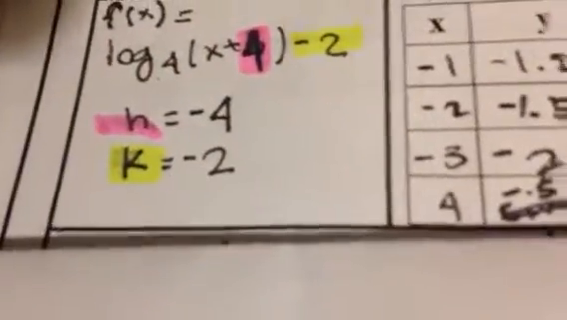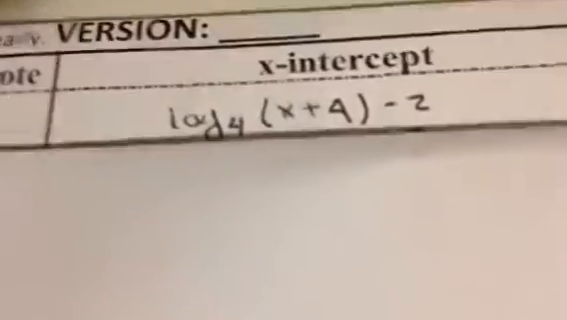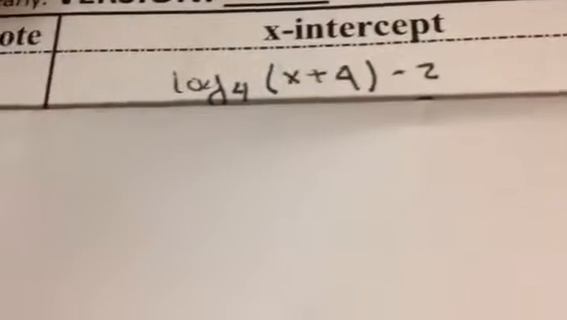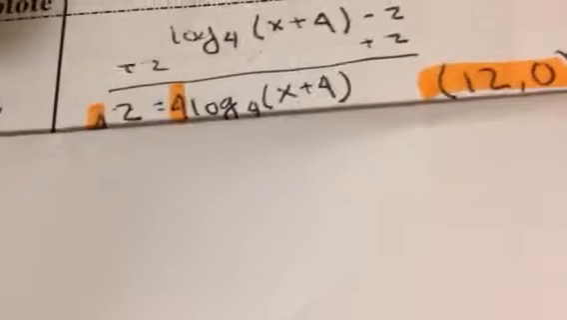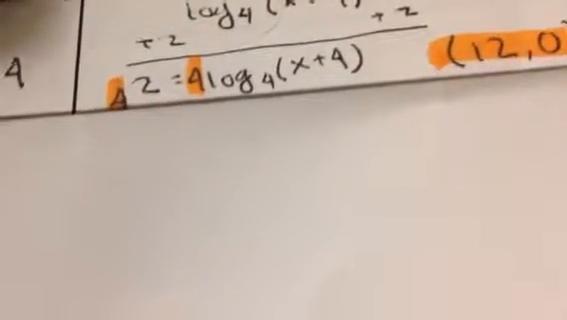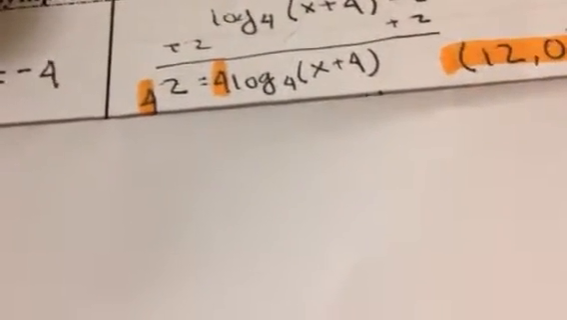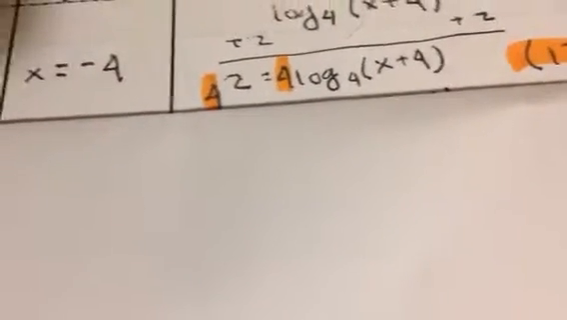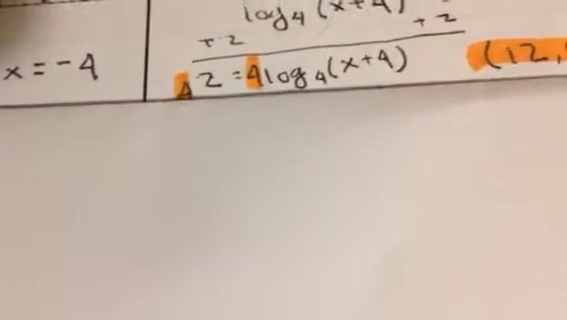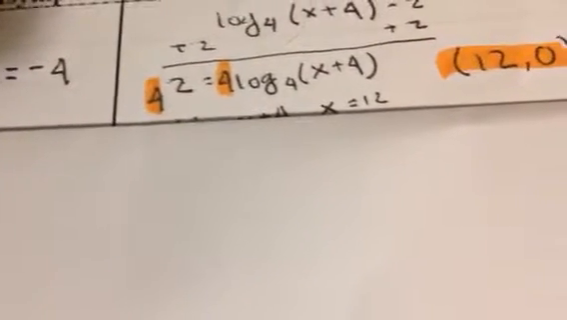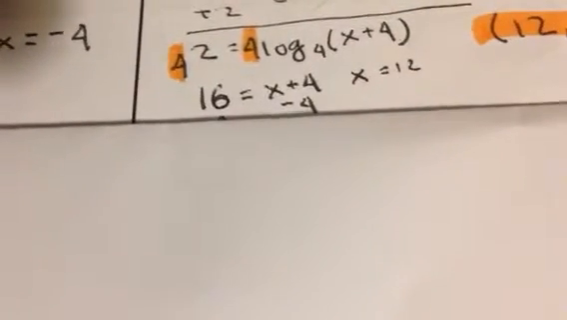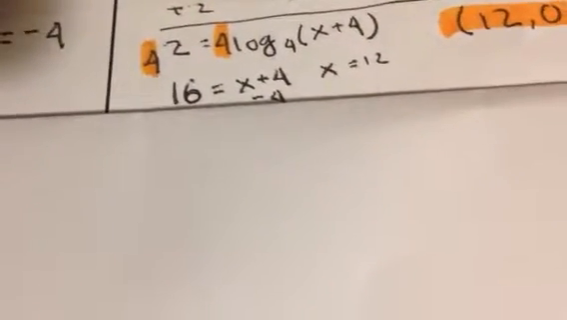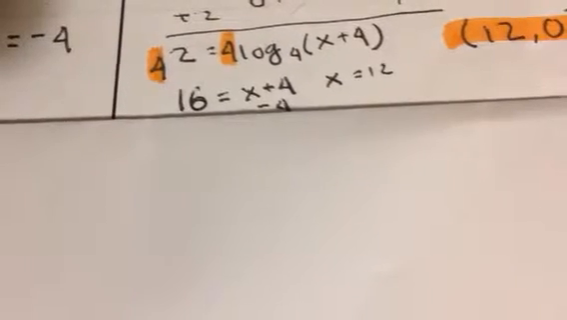Next, we're going to solve for the x-intercept. So first we have to get the 2 onto the other side, so we add 2 to both sides. And to get rid of the log base 4, we put 4 as the base and 2 as the exponent, so it's going to be 16 equals x plus 4.